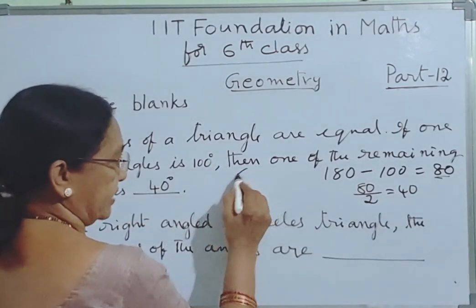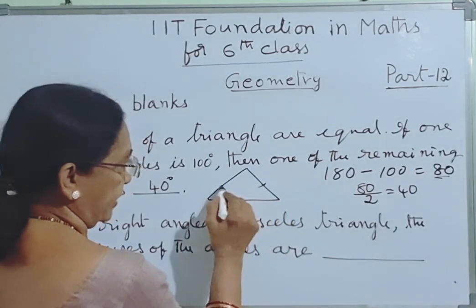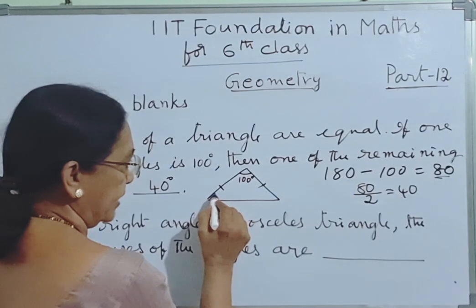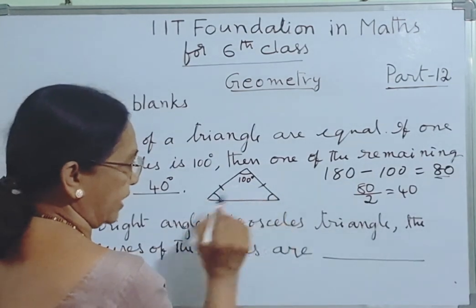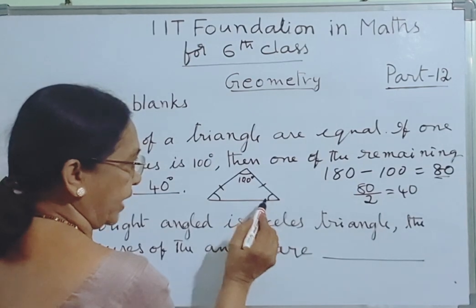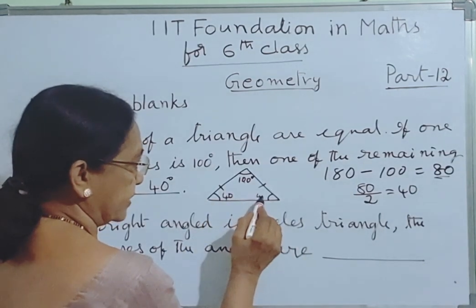And this triangle is like this. Two sides are equal and one angle is 100 degrees. The angles opposite to the equal sides are equal. As this is 100, the sum of the other two angles is 80. Therefore, each angle is 40 degrees.